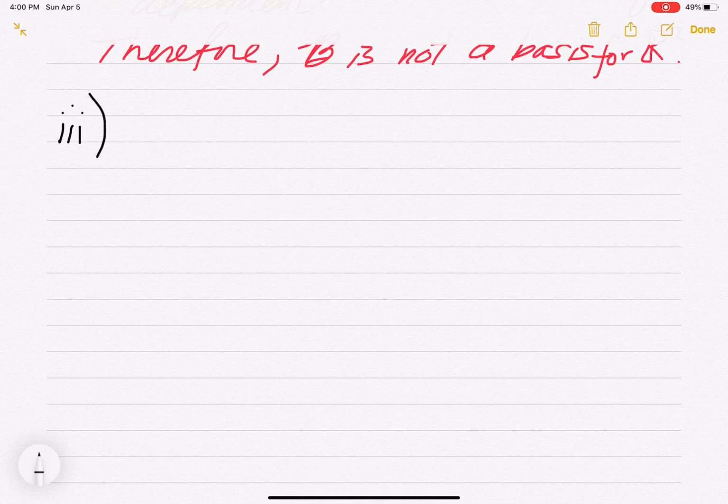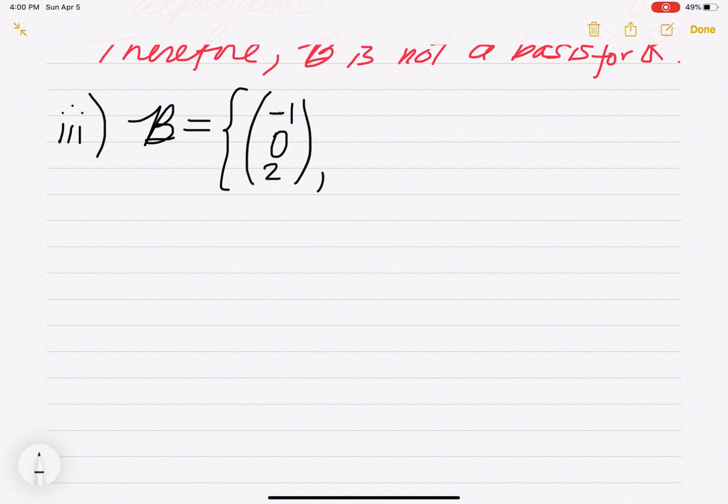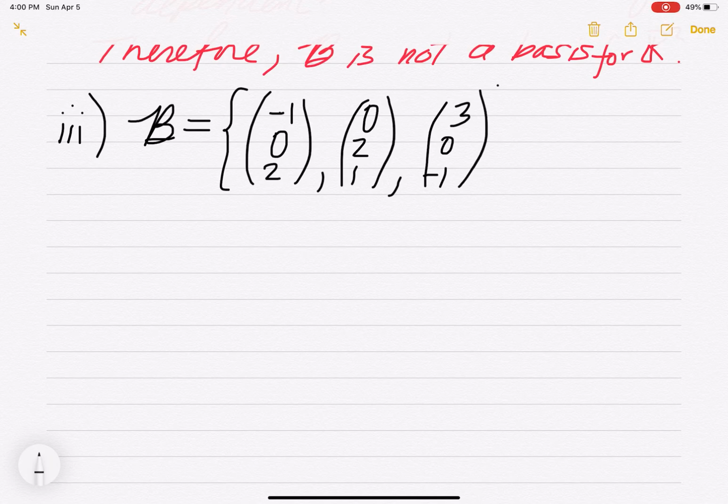What do we have for number 3? All right, I got B here, the set of vectors consisting of my first vector, negative 1, 0, 2. Second vector is 1, 2, 1. Third vector is 3, 0, negative 1. And we're seeing, is this going to be a basis for R3?